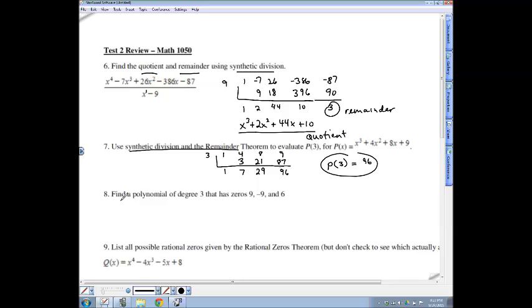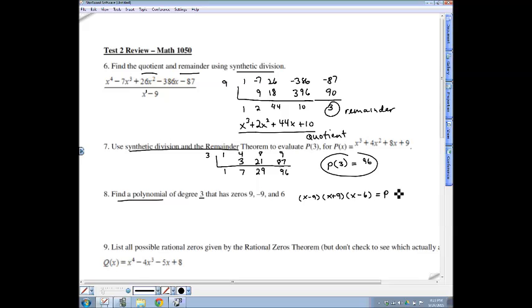Okay, question 8. Find a polynomial that has these 3 zeros, and it's got to be degree 3. So if you already have the zeros, your next step is to form the factors that would have produced those zeros. So if the 0 is x equals 9, then the factor itself is x minus 9. And similarly, if the 0 is x equals negative 9, then the factor is x plus 9. And if x equals 6, the factor is x minus 6.